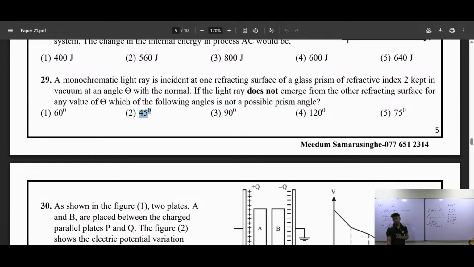So the answer is 45. The answer is the second one. Clear? Very important. Write down.